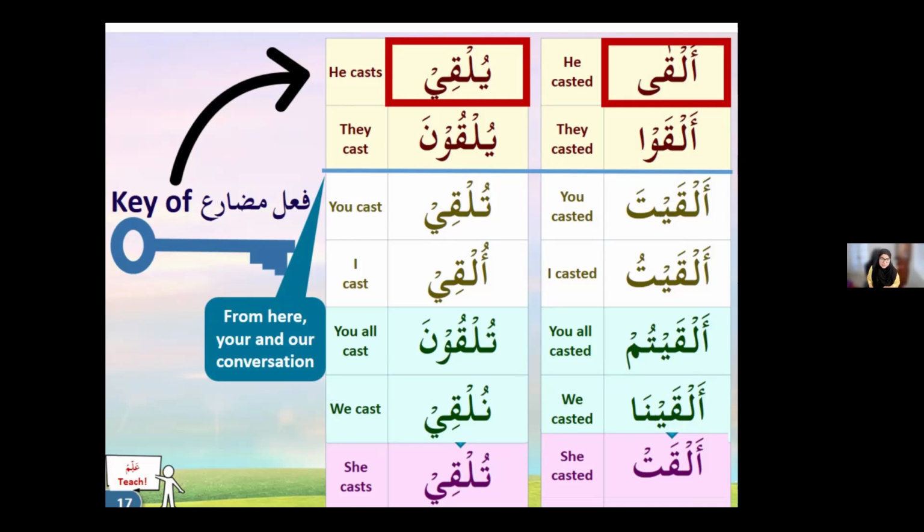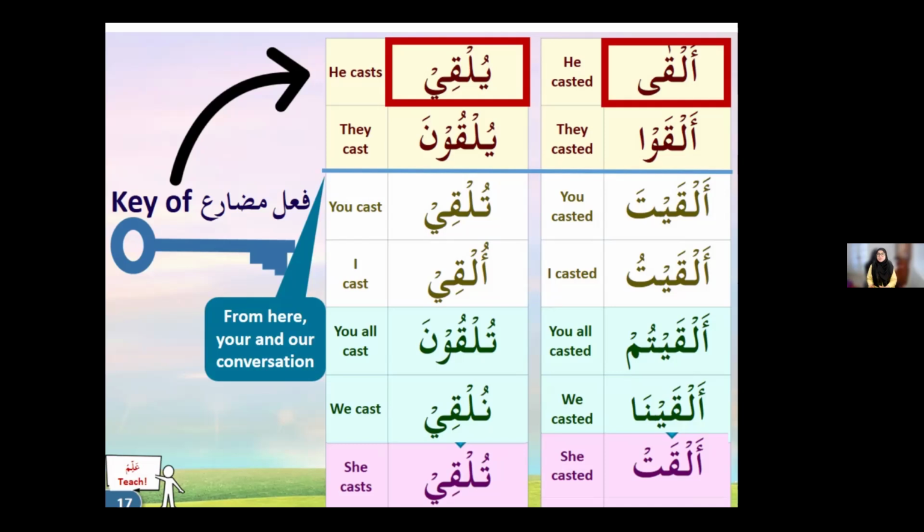I think this is also very clear. Alhamdulillah. Now I'll say it in English and you can repeat. Give me the answer in Arabic. He casts. يلقي. They cast. يلقون. You cast. تلقي. I cast. ألقي. You all cast. تلقون. We all cast. نلقي. And she casts. تلقي. MashaAllah. So Madi and Mudare.